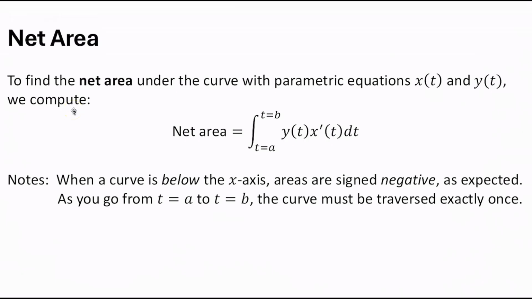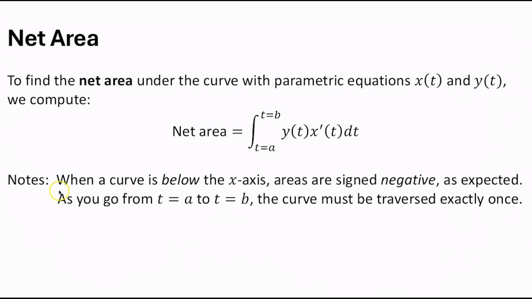In this remaining part, we want to go ahead and do things like find the area under parametric equations, or find the arc length or surface area of revolution, but given parametric equations. So to start with, to find the net area under the curve with parametric equations x of t and y of t, we're going to compute the following definite integral: the integral from t equals a to t equals b of y of t times x prime of t dt.